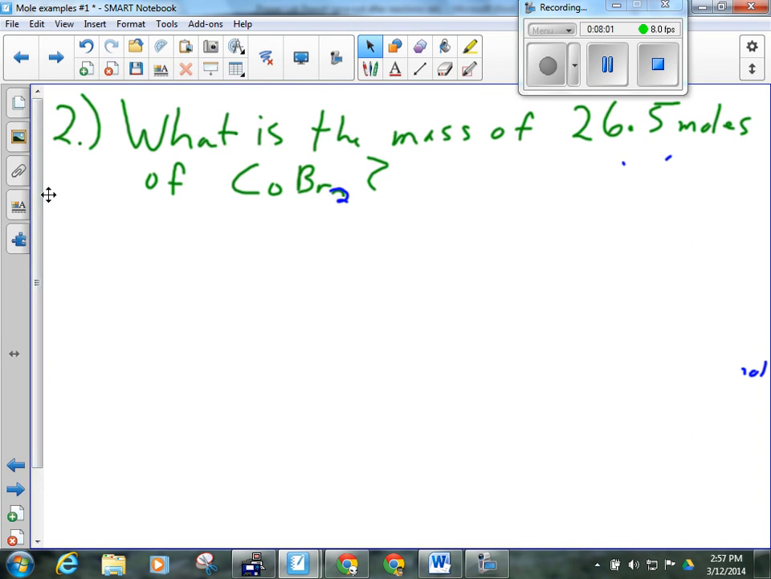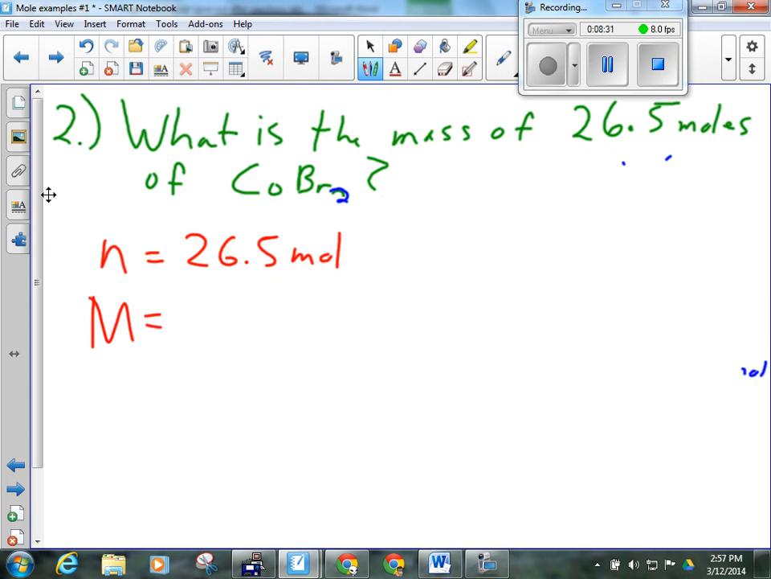So in the second one, they're asking us what's the mass of 26.5 moles of cobalt-2 bromide. So what did the question give me? It gave me moles. Which letter stands for moles? N, right. So N is 26.5 moles. That's what they tell me first. Next they tell me what the compound is. With that, I can calculate the molar mass.